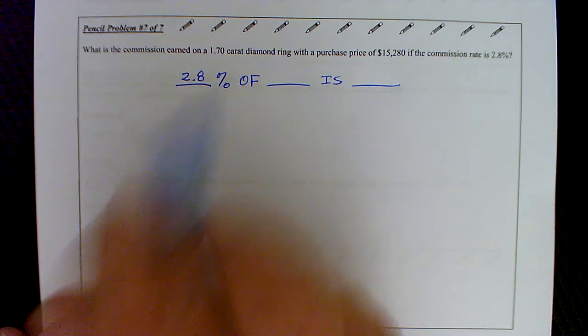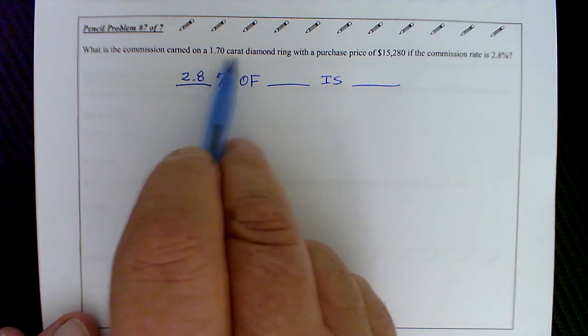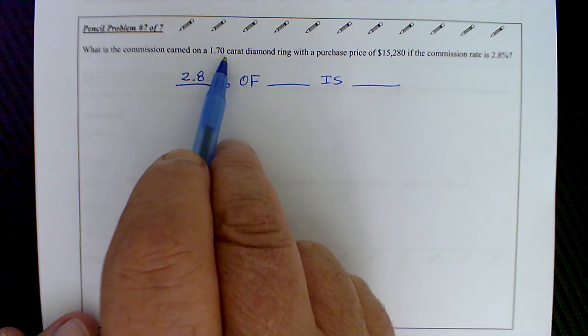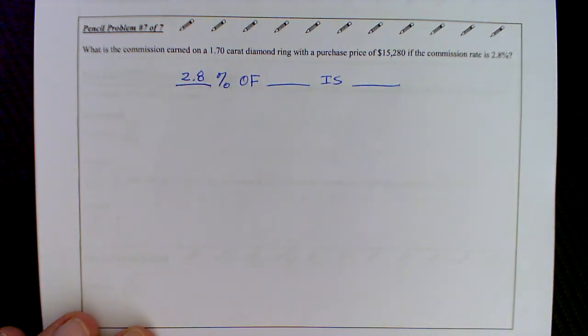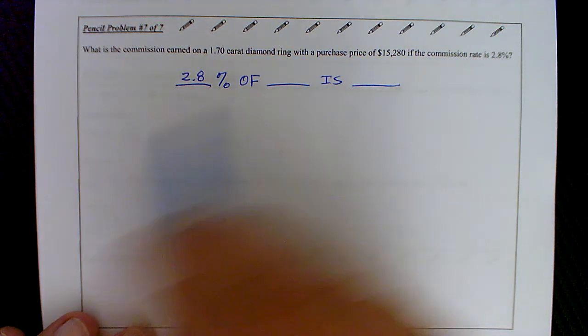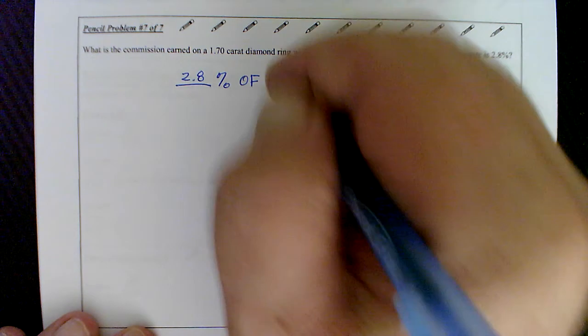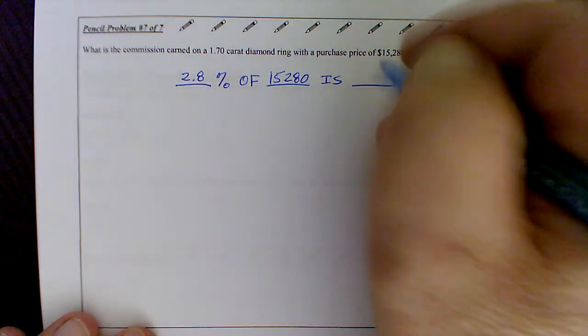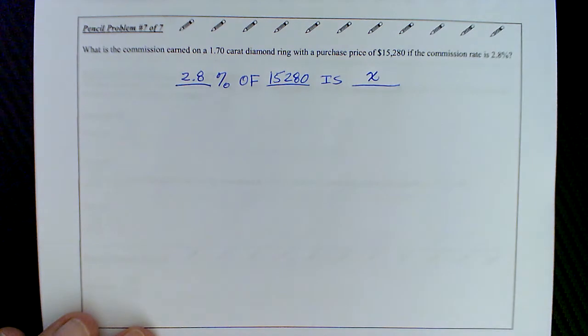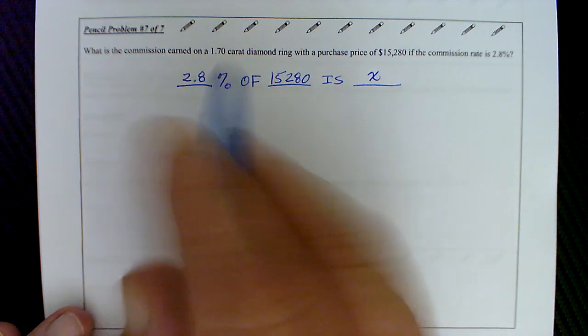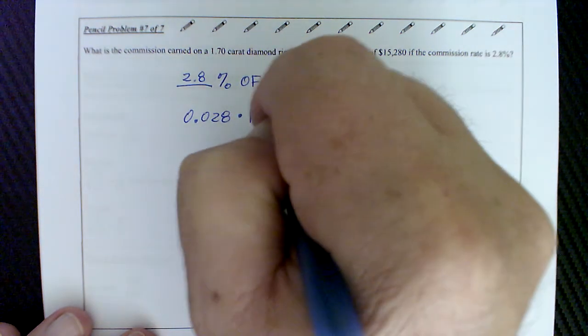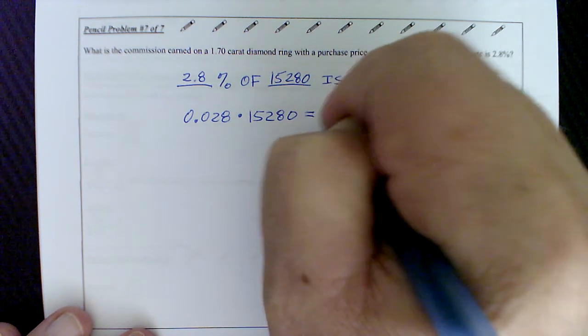And then this 1.70 carat, that number is extraneous. It doesn't have anything to do with the solution to the problem because it has nothing to do with the price. It's just the size of the diamond that we're buying. So we could basically ignore that, and we're literally told the purchase price is the 15,280, so that's the base. Because remember, the base is always the purchase price. And so therefore the commission earned will be the unknown. We'll call it X. And so translate this once again, change the percentage to a decimal, 2 places to the left, 0.028 of means multiplied by 15,280 is means equals, and that's X.